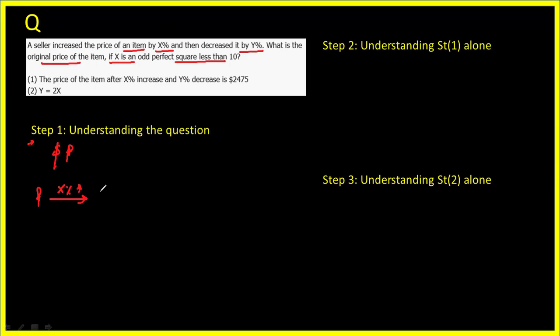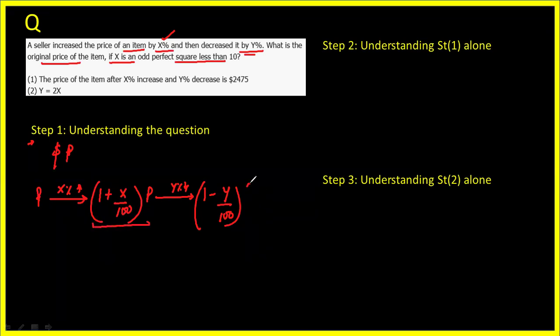So what will be the new value? That will be (1 + X/100) of P. That will be the price after this X% increase. Similarly, there is a decrease of Y%. Now this value is getting decreased by Y%. That means (1 - Y/100) of this particular price, that is (1 + X/100) times P. So that's the final price of the product, which was initially P and now it is (1 - Y/100) times (1 + X/100) times P.